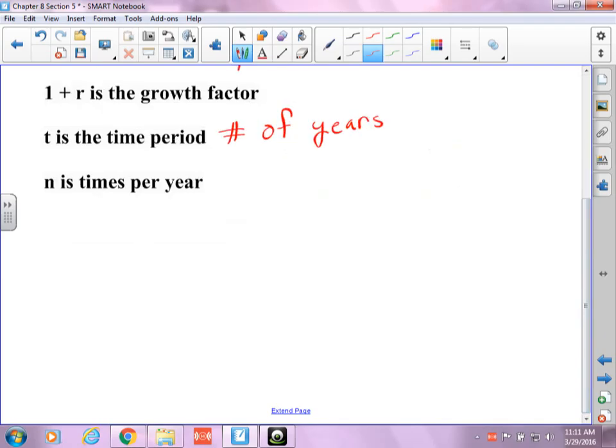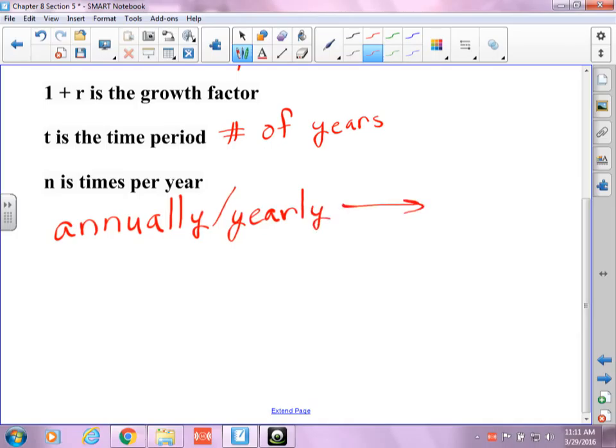And then we're going to look at n in just a few minutes because that is where students really struggle. Okay. Now your time period could be a year, it could be 2 years, it could be 3 years, it could be 4 years, it could be several years, depending upon how long you're going to put your investment in. All right, now n is the number of times per year. This can vary. If they say annually, or they could say yearly, you're going to put a 1 in for n.